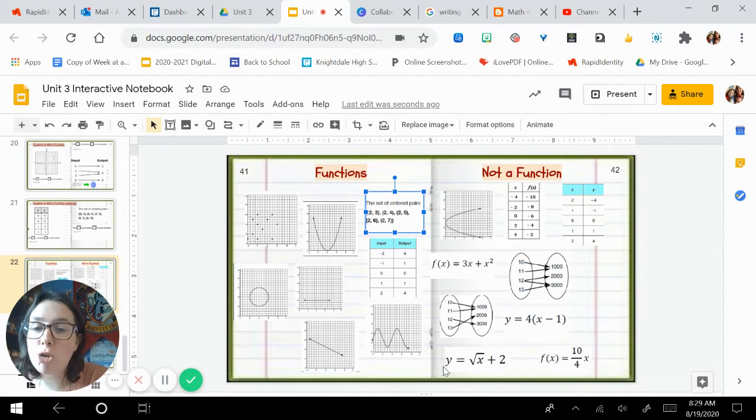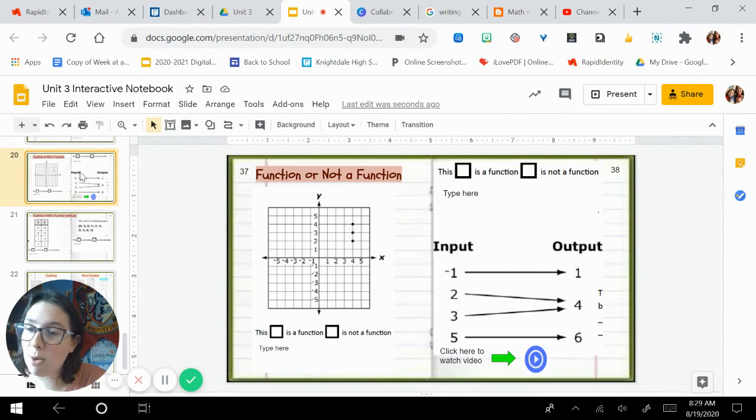All right, so you're just going to drag these into the right page and make sure you fill out your notes on the previous 2 pages, and I will see you in the next unit.